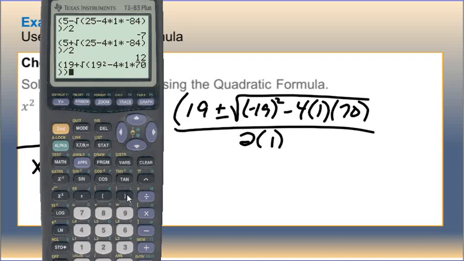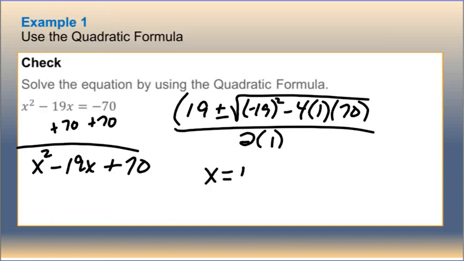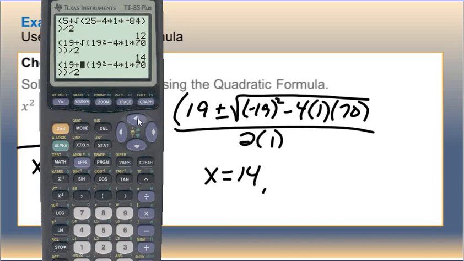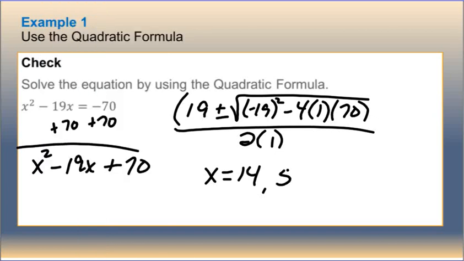end parentheses, divide everything by 2, and I get an answer of 14. So x can equal 14. And to see if there's another answer for this one, which there is, hit second, enter, just change this to a minus sign, and we end up with 5. So x would also equal 5.